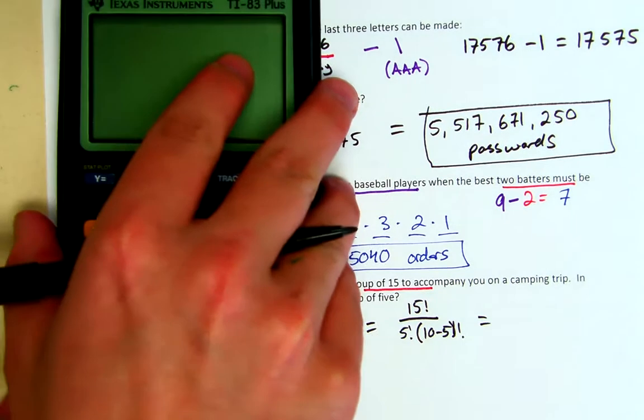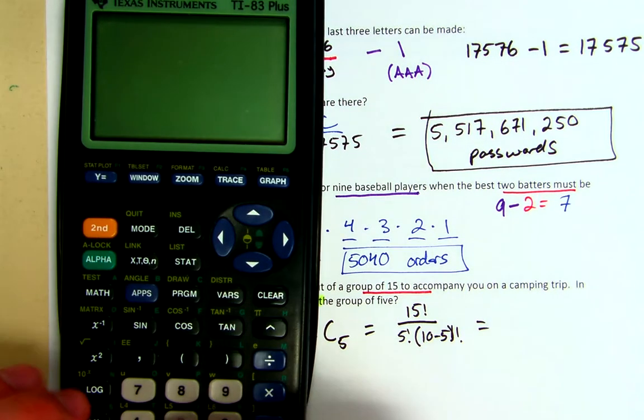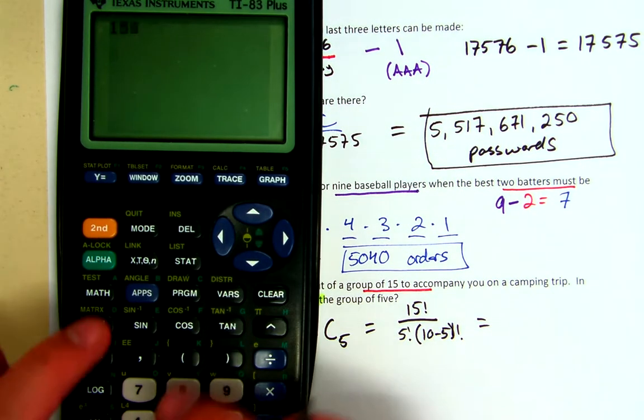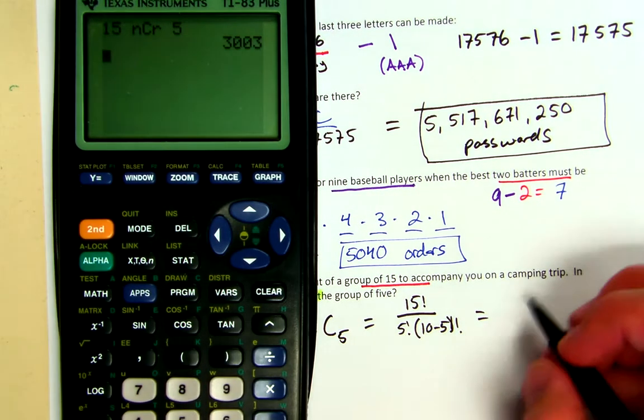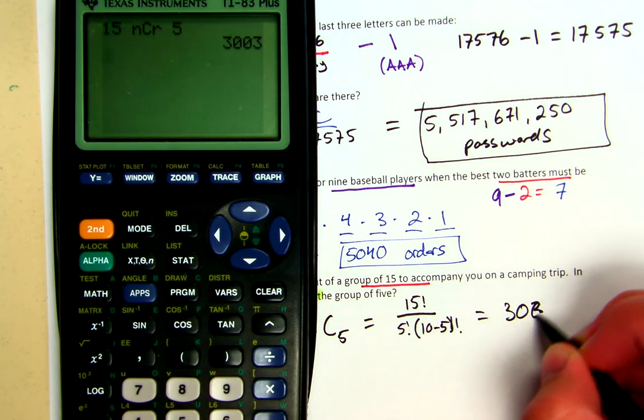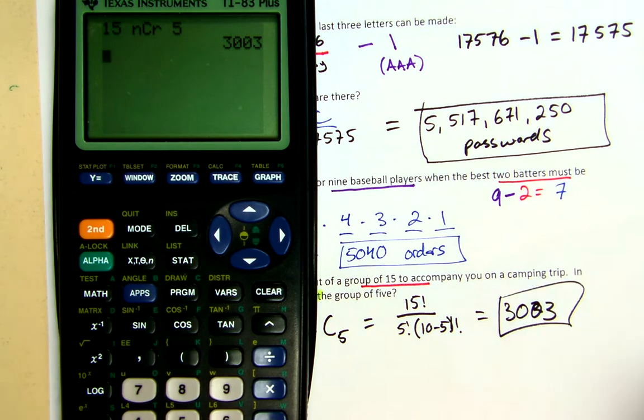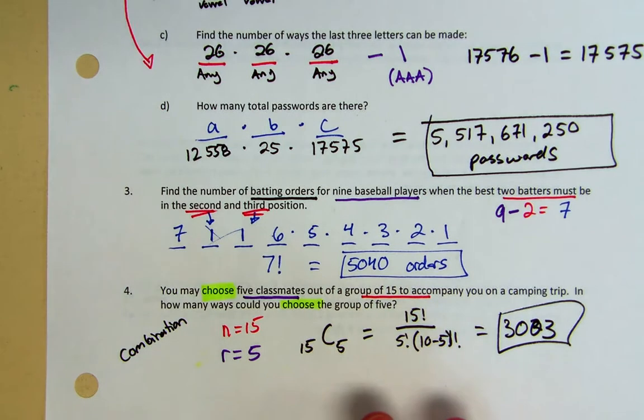Again, the easier way is just to put your 15, arrow over to probability, choose 5. So 3,003 different ways you can choose people. Alright, go ahead, flip over. We'll continue.